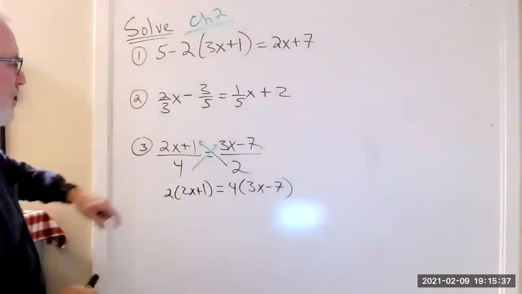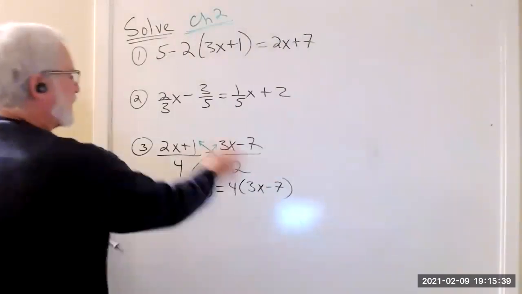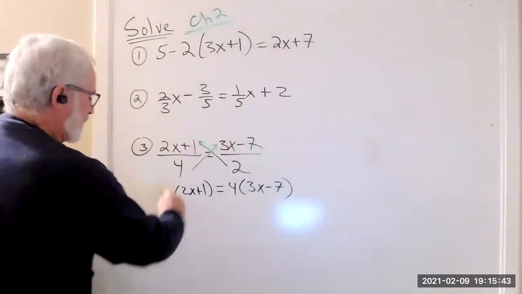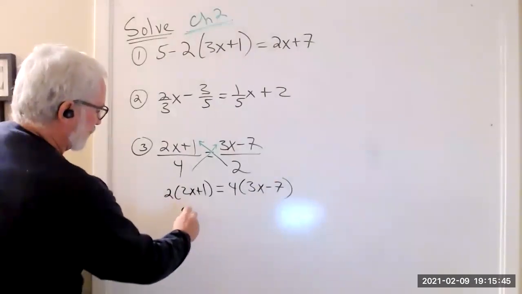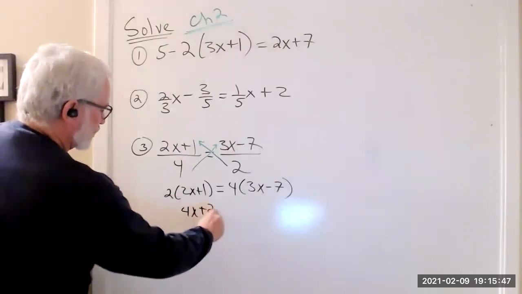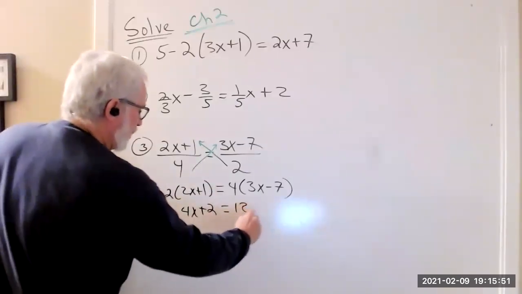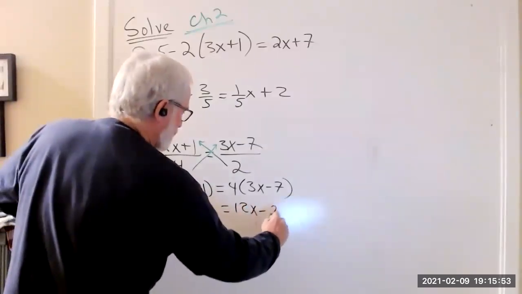Okay. So by cross multiplying, we suddenly taken all the fractions out of the problem. We distribute 2 times 2. This is 4x plus 2. Distribute the 2 in here, equals 12x minus 28.